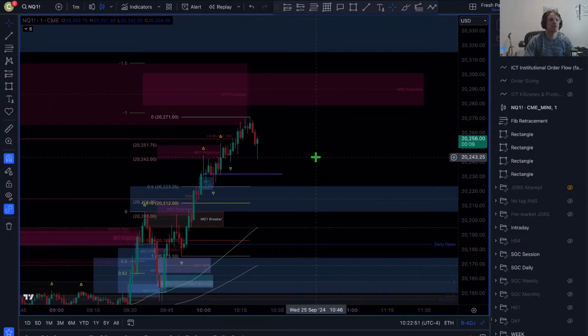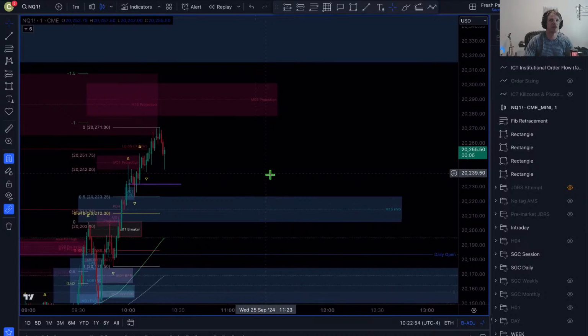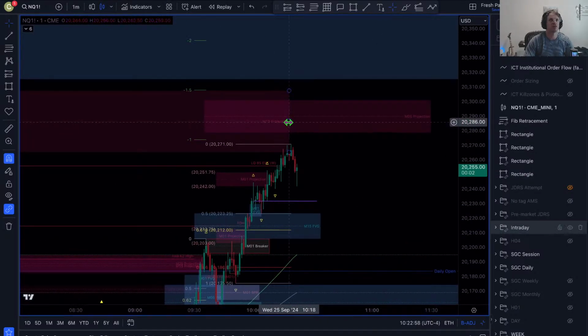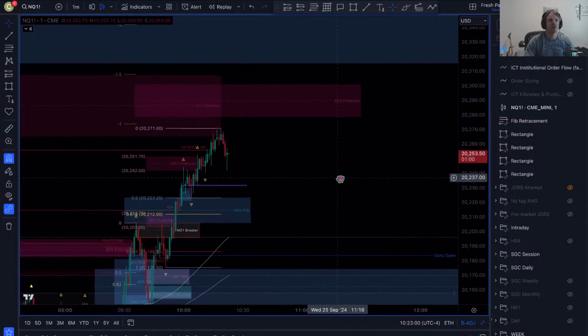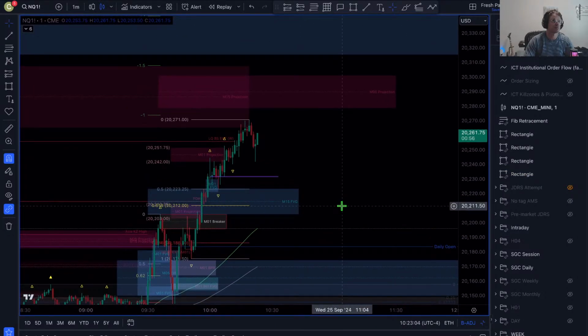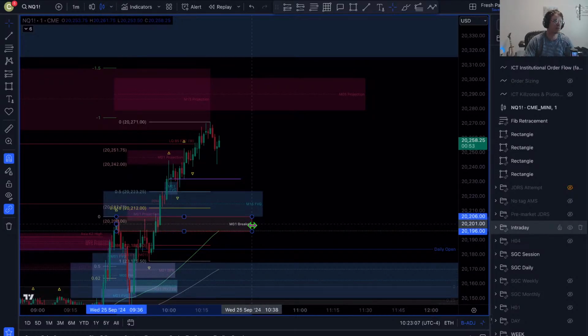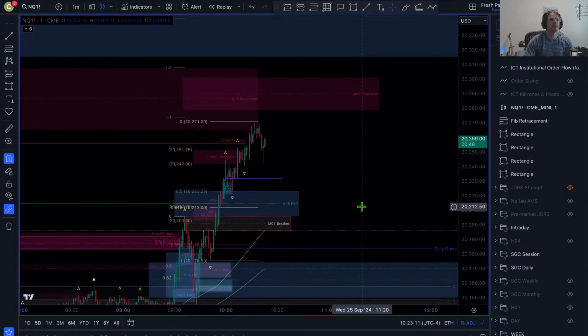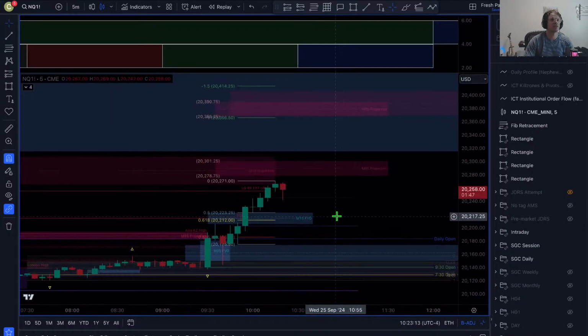Let's see. Yeah, the other thing I like about that entry is it's within the M15 fair value gap. So the fact that it's rejecting this projection on the M15, coming back for M15 liquidity would have the entry in there as well. And we cover the M1 breaker with the stop. Yeah, there's a lot to like about that still.